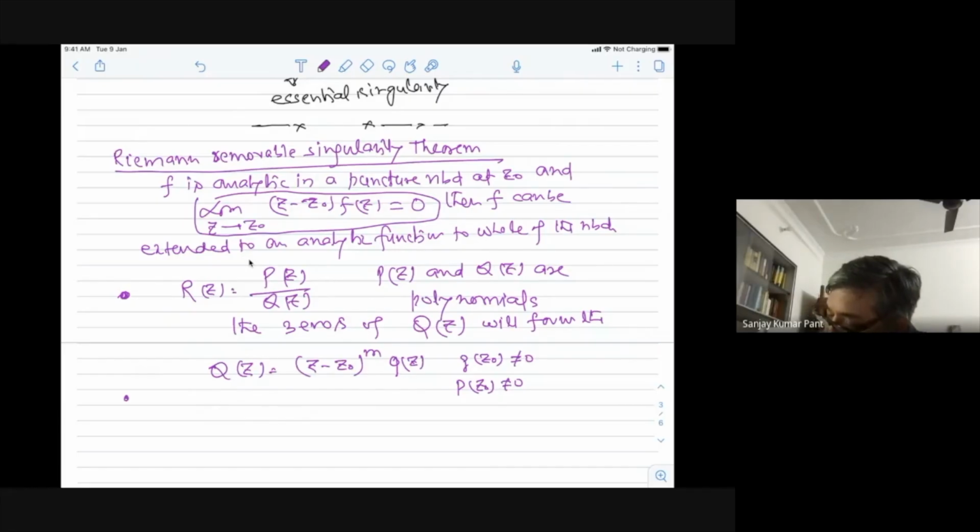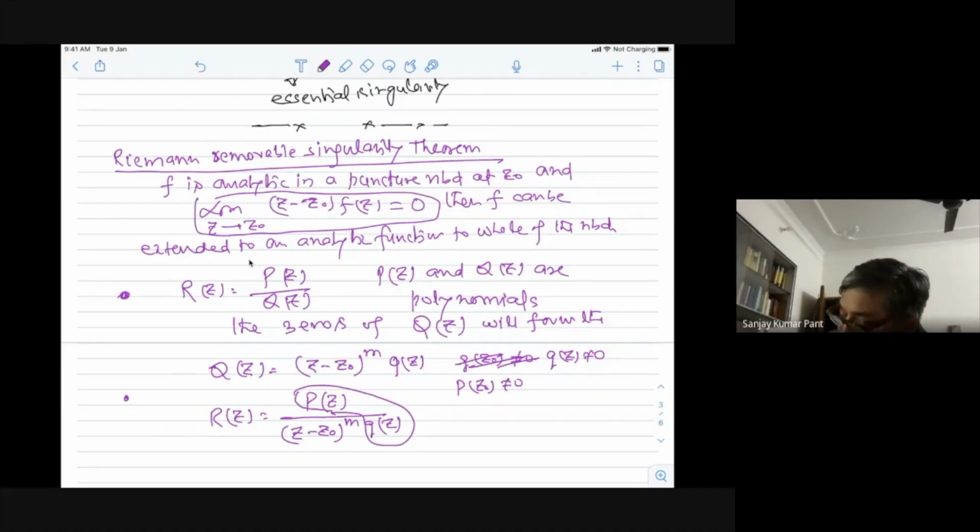Suppose all zeros you can take. So R(z) is something like this, and Q1(z naught) is not 0. In fact, I say Q1(z) is not equal to 0. Then P(z) is not equal to 0, Q1(z) is not equal to 0, then this is very much an analytic function, and this R(z) will have a pole, z naught will be a pole of this function. It can be a removable singularity also.